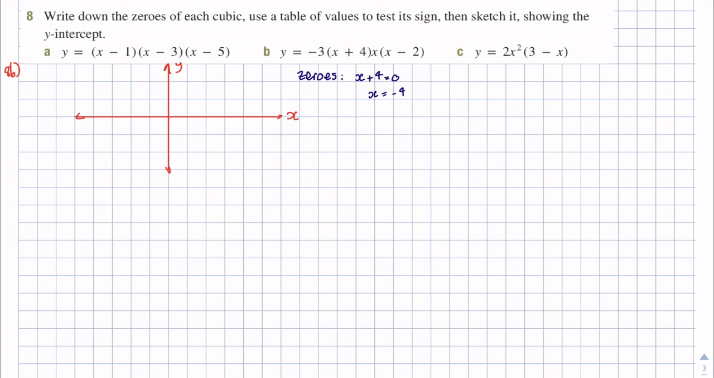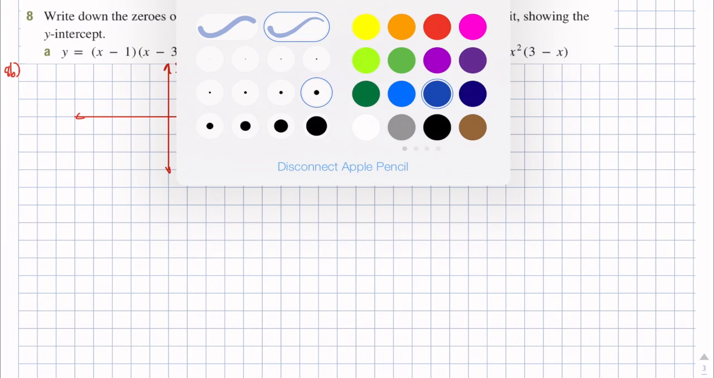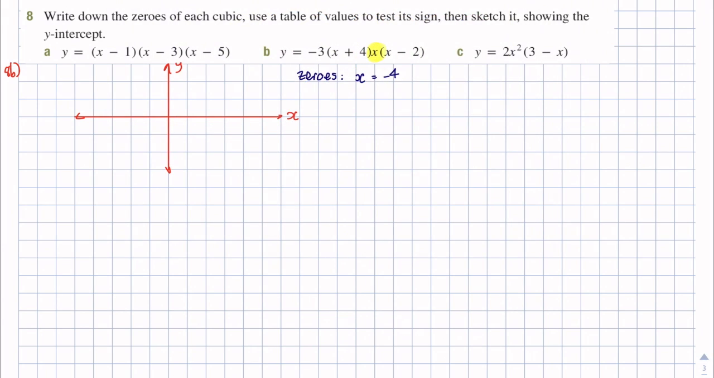I'm not going to do that for all of them. You know how to do that. You did that all the way through with quadratic, so x equals -4. This x on its own, the loner x, that's x equals 0, and x equals +2. So we're going to mark those on. -4, 0, +2. Now it does say to use a table of values to test its sign. We know that it's a negative out the front. So with cubics, instead of starting at the bottom left like they should, if it's a negative out the front, it starts at the top left.